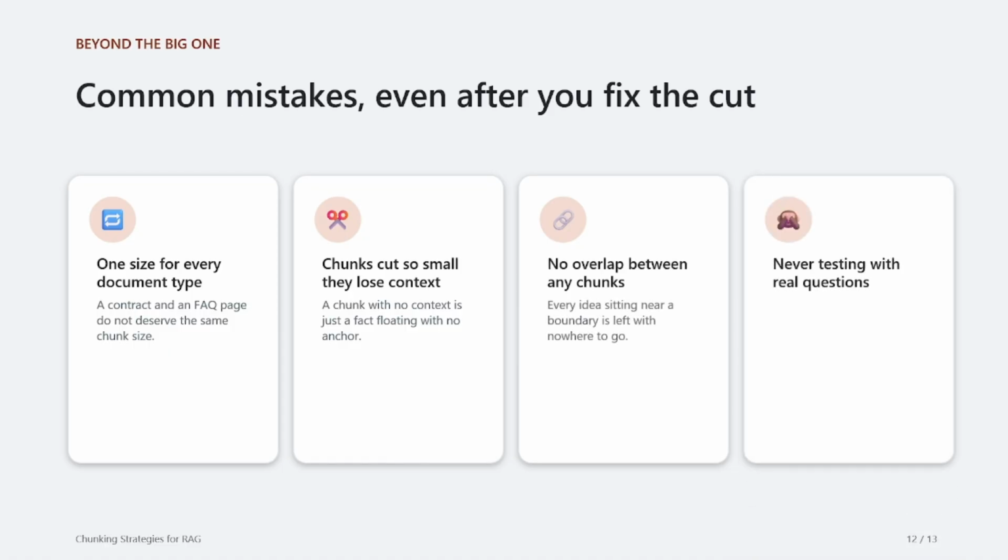So here's the one line to remember. The right cut isn't about size, it's about keeping one idea whole. Get that right and everything downstream, retrieval, ranking, and the final answer, gets easier.